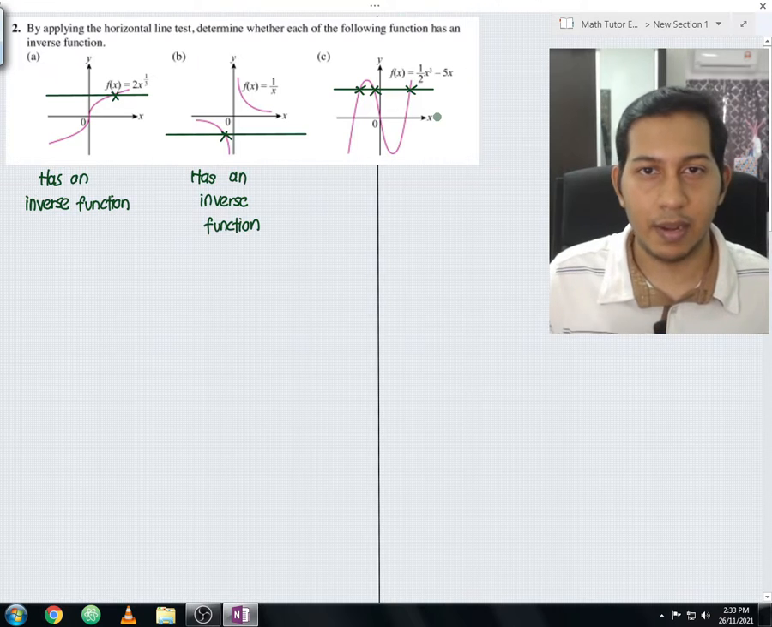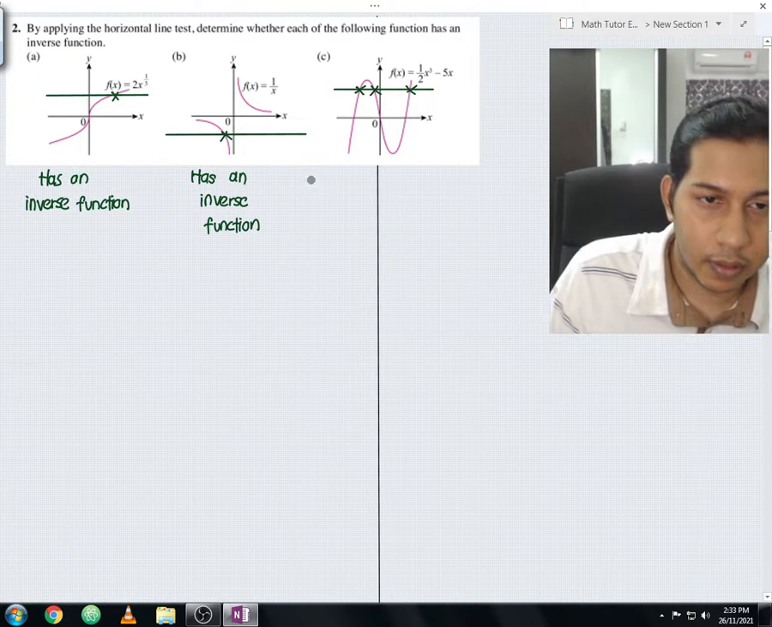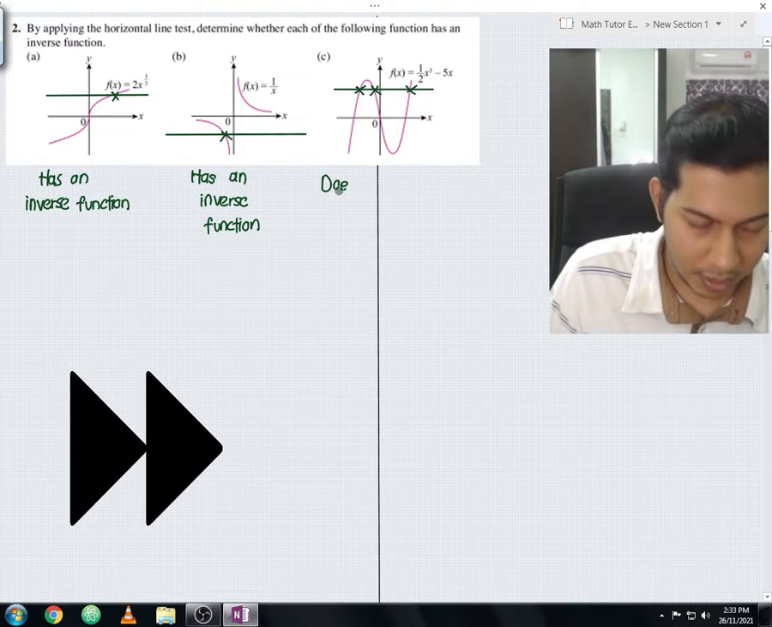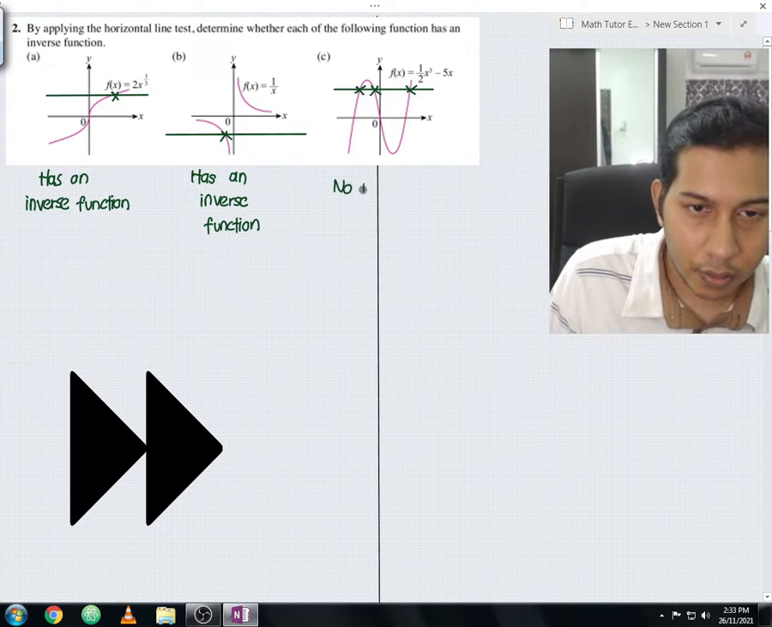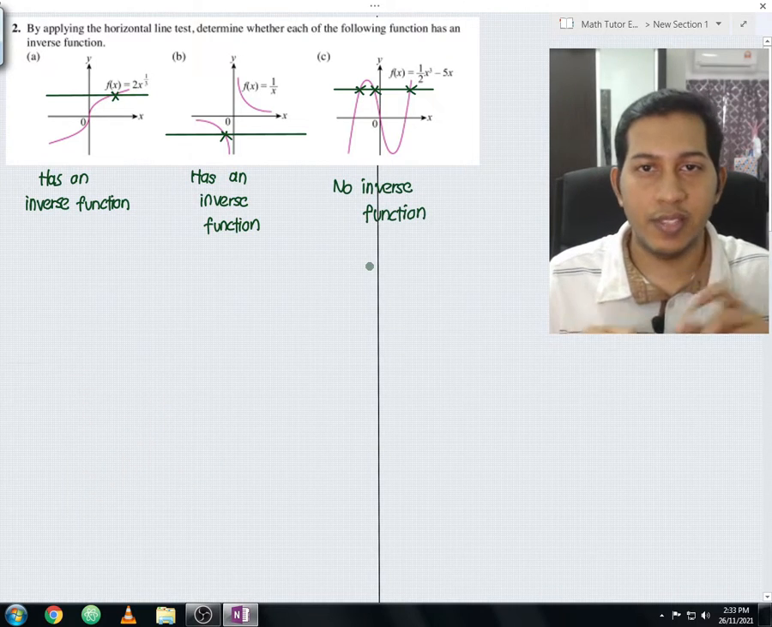Okay, so let me write it down. Let me write here: no inverse function. Okay, so that is all for the step-by-step working and solution for this question.